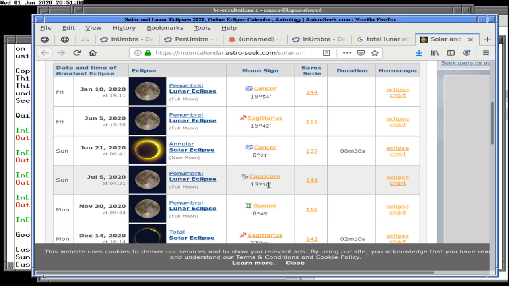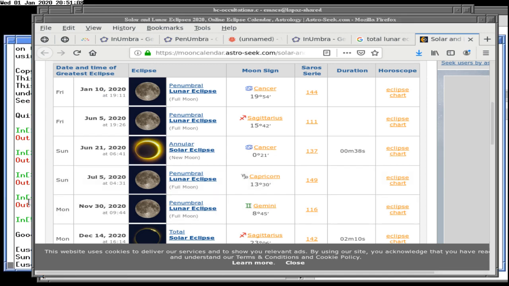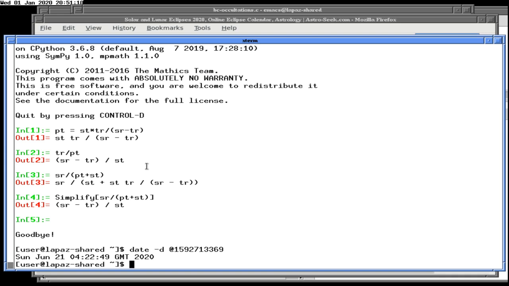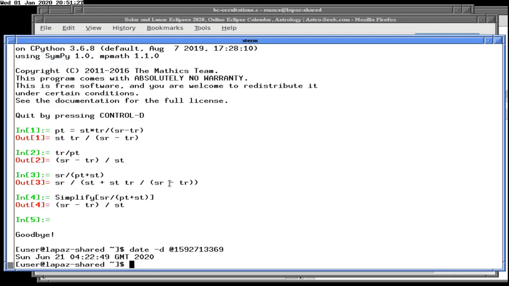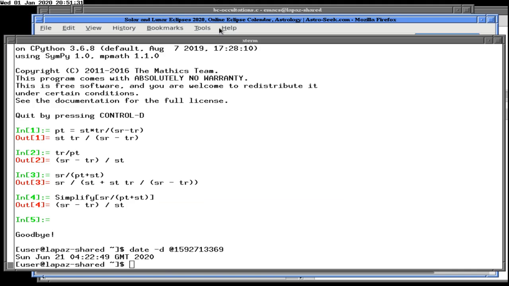Okay. Now, the badness here is that this is June 21st. And that looks like it's an annular solar eclipse. So I've really messed this up. But does it start at 4:22 a.m.? If it does, I've got something really weird going on there.